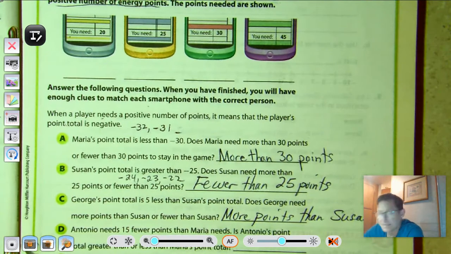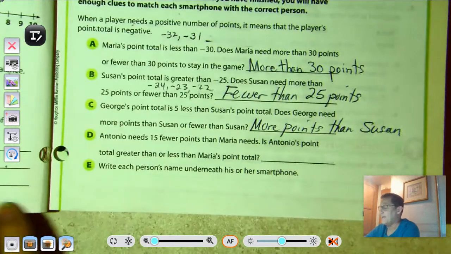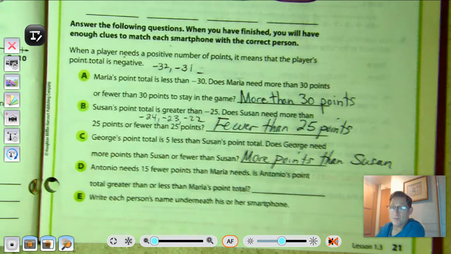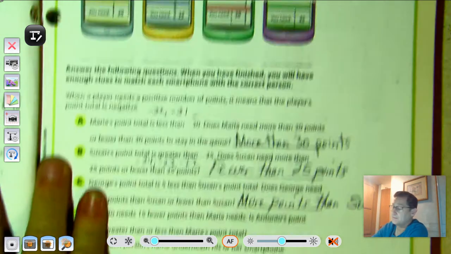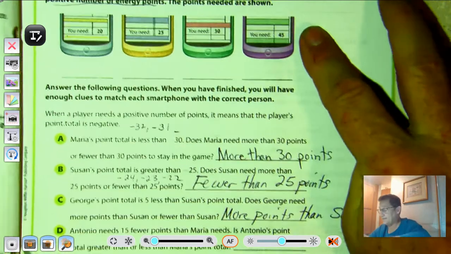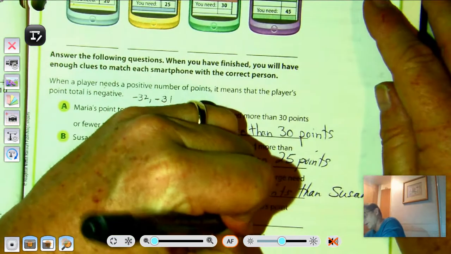And Antonio needs 15 points fewer than Maria needs. Is Antonio's point total greater than or less than Maria's point total? Okay, so if he needs less points to be positive, that means he has more points than Maria. So his total is greater than.